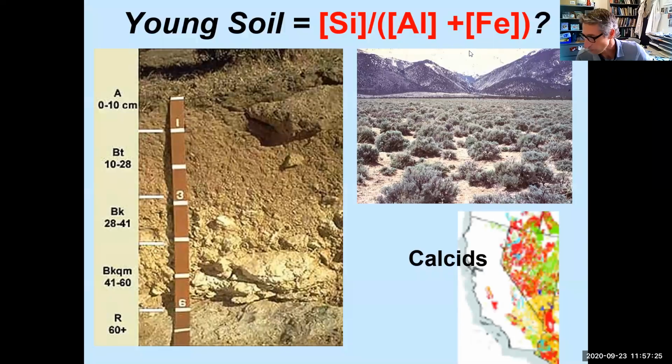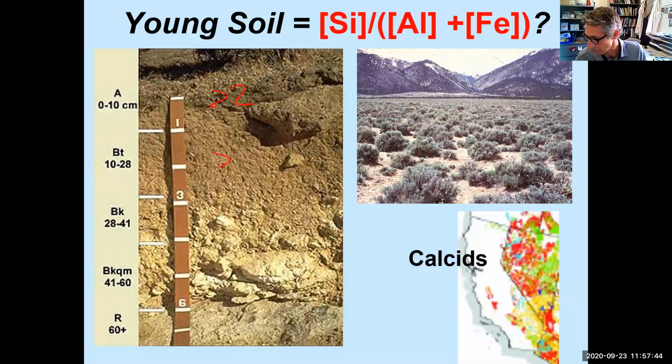Okay, here we're looking at a young soil. What is our silicon to iron plus aluminum ratio going to be in our A horizon? Greater than 2 or less than 2? If it's greater than 2, you can just say this. If it's less than 2, you go like this. Greater than 2, right? Greater than 2.